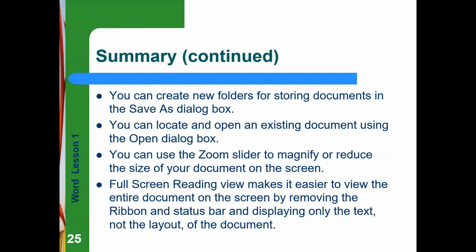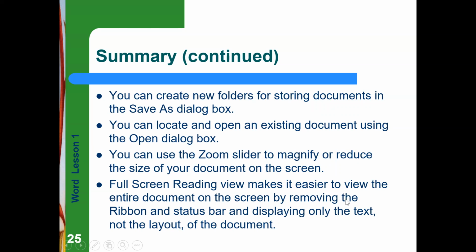So we saw how to open an existing document, right? We saw how to open a recent document. Also, we saw how to browse to a particular location, and we saw how to open a document also. So this is how you open an existing document. Then again we saw the zoom slider, magnify, zoom in and zoom out, all these options. And also the screen reading view, right?